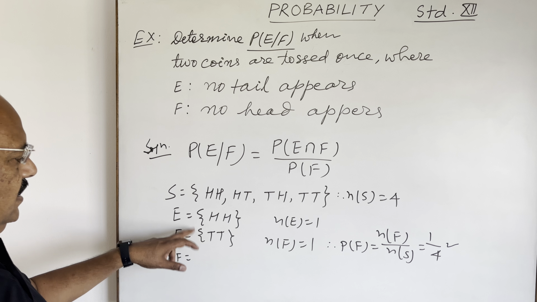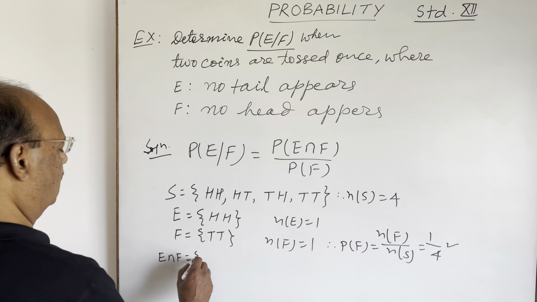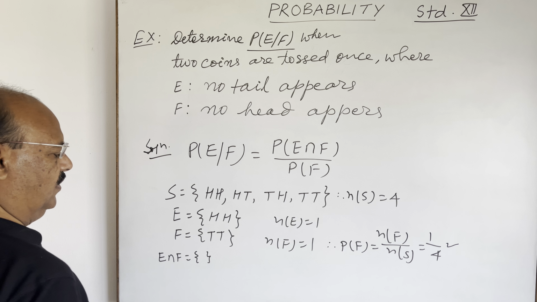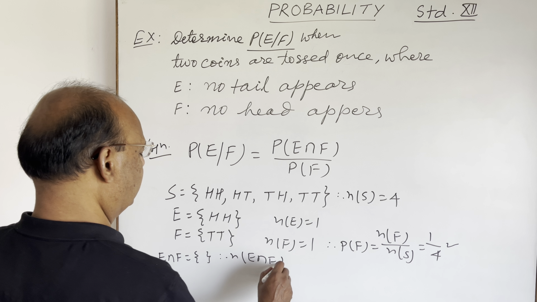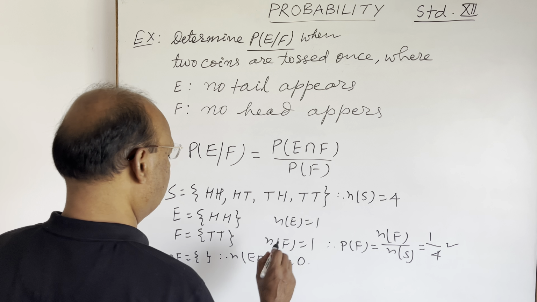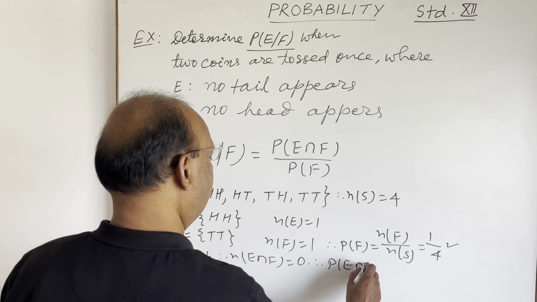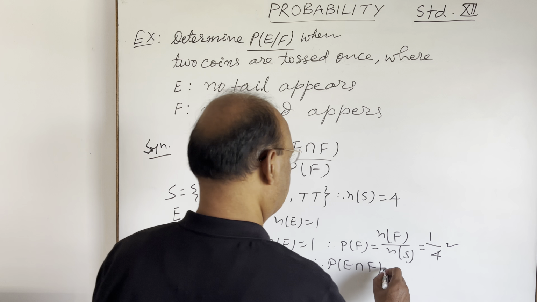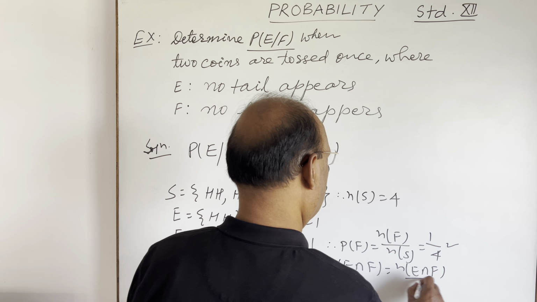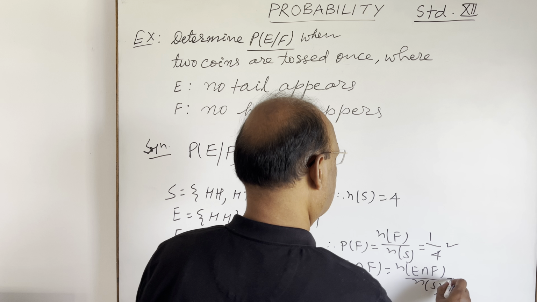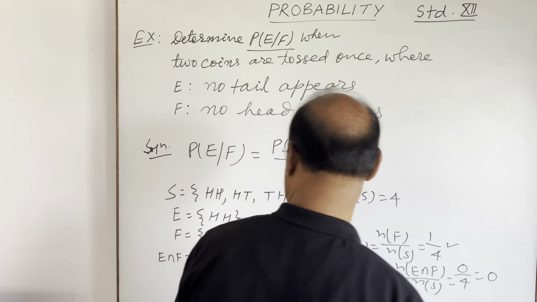In these two events E and F, no element is common. So this is just the empty set. Therefore the number of elements in E intersection F is equal to 0. So therefore the probability of E intersection F is equal to the number of elements in E intersection F divided by n(S), which is 0 by 4, which is equal to 0.